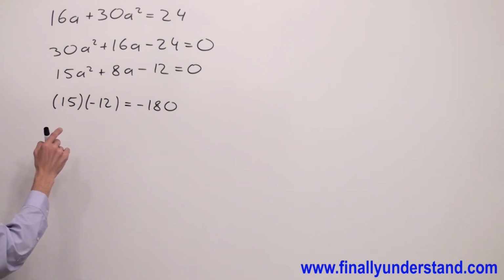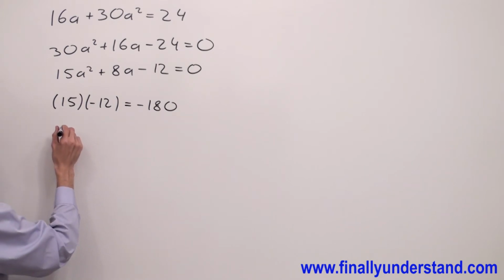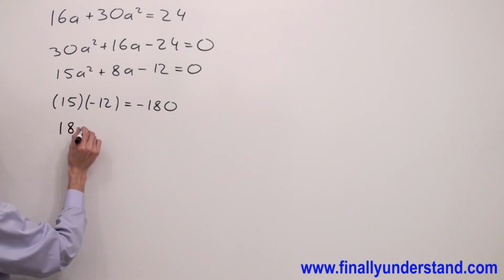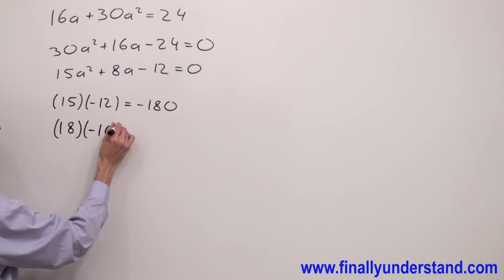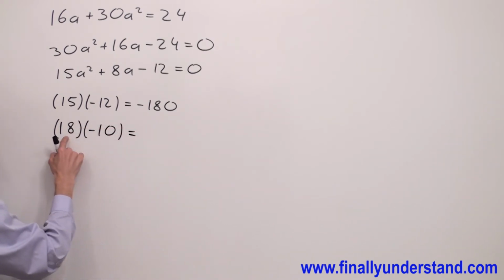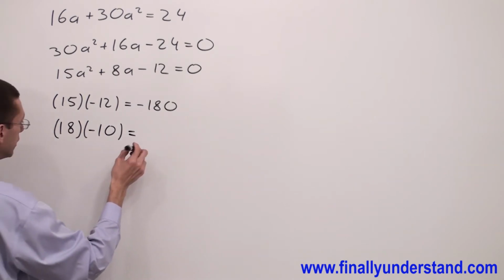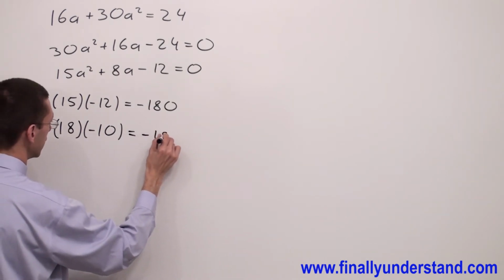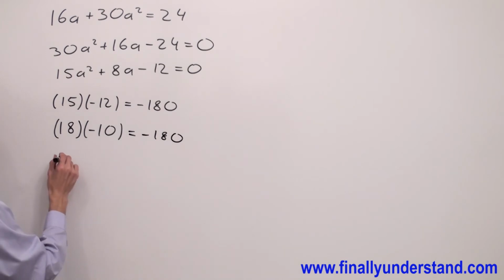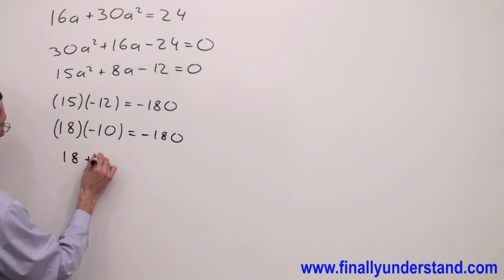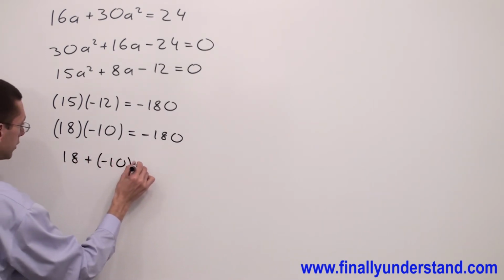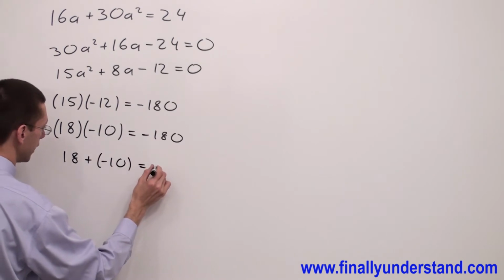These numbers are 18 and negative 10. 18 times negative 10 gives me negative 180. And 18 plus negative 10 is equal to 8.